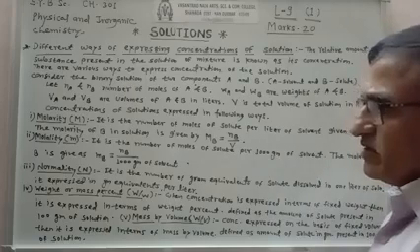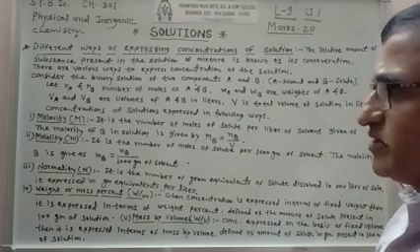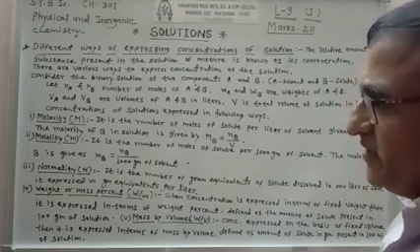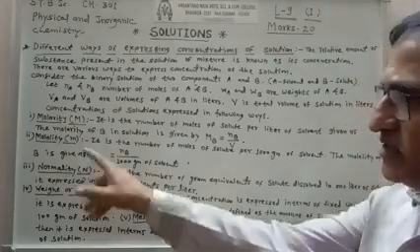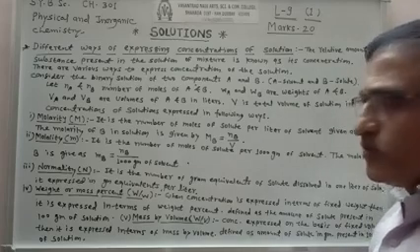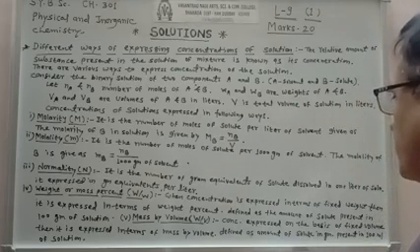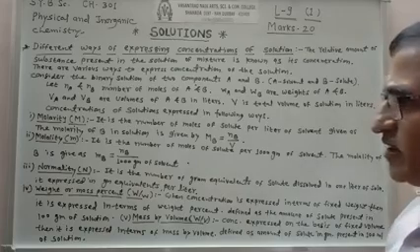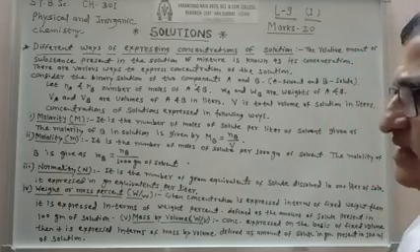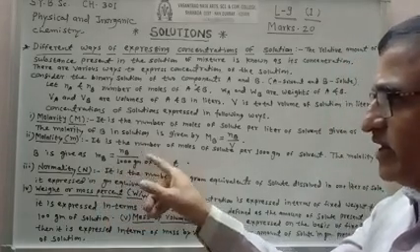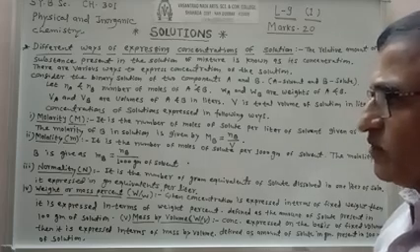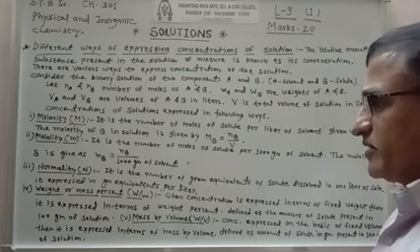Now the second term for expressing the solution concentration is molality. Symbol is small m. It is the number of moles of solute per 1000 grams of solvent. The molality of B, that is solute, is expressed as mb is equal to nb divided by 1000 grams of solvent, or 1 kilogram of solvent.